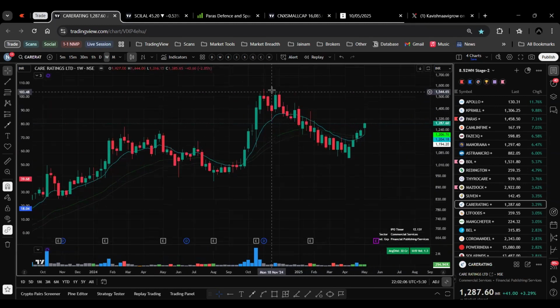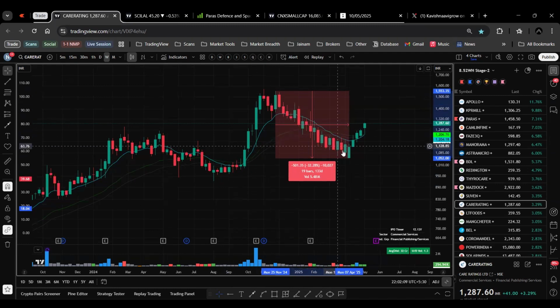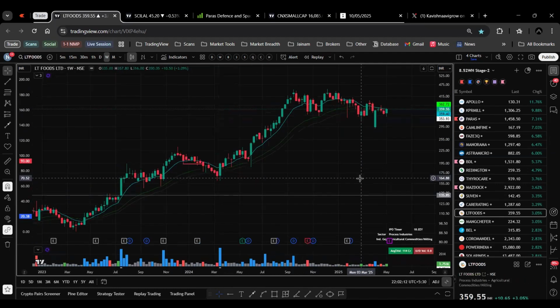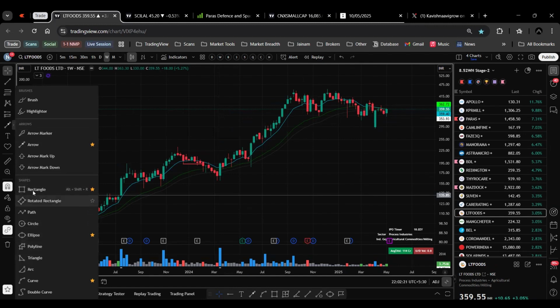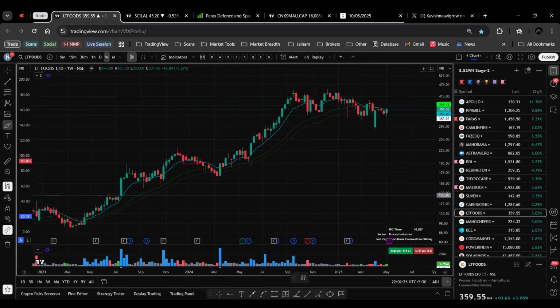Care Ratings. I'm not even interested because see the down leg. It has almost given up all the gains. Not interested. LT Foods. Not interested. I don't know if you guys see this, but if you closely observe, you will see this structure in many of these stocks. They're slowly moving down, the selling intensity is big, and they're slowly drifting down. So this could be the start of stage four, or they just need a big up move on the right side. So eventually we can start looking at these stocks as well.